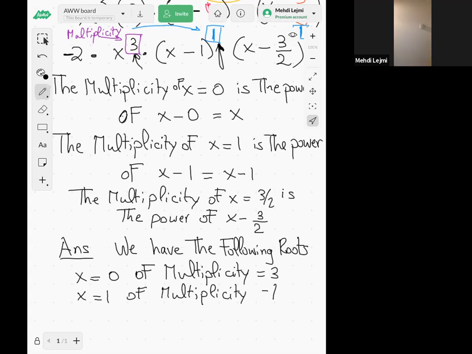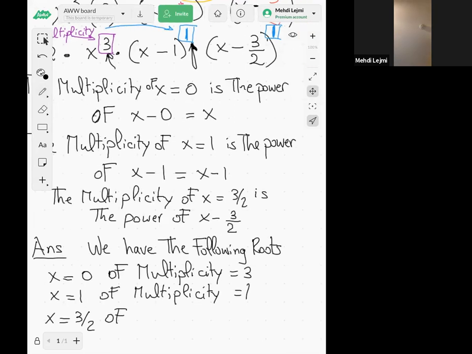Right? And finally, the last solution is 3/2, and that's of multiplicity, so that will be the power of x minus 3/2 in the factorization, and it's just 1 again, right? It's just right here, power 1, so it's of multiplicity 1. Okay.